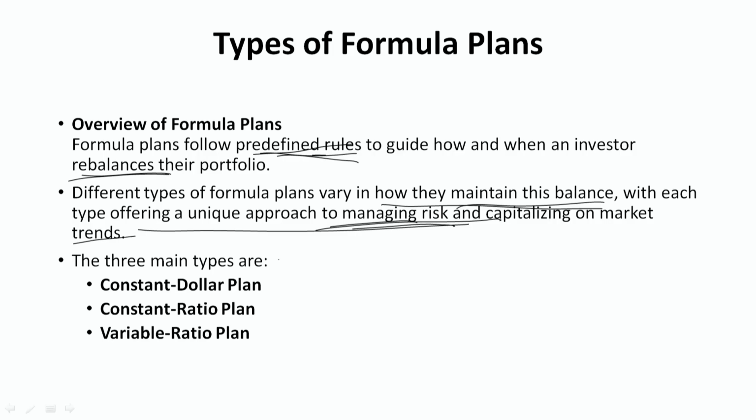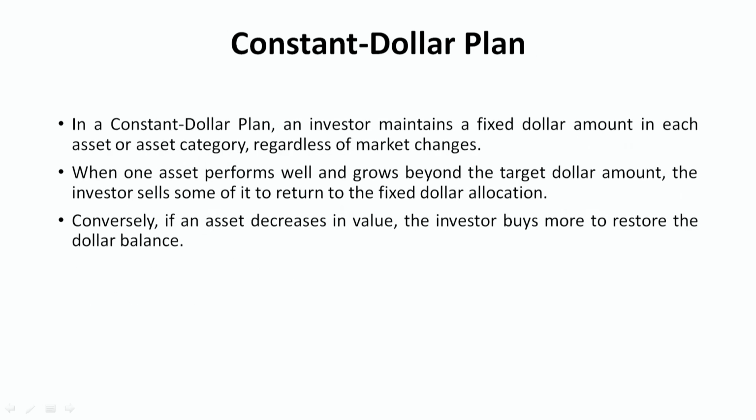There are three major types of formula plan. One is the constant dollar plan, constant ratio plan, and variable ratio plan. Let's see what they are. Constant dollar plan. As the name suggests, the investor is trying to maintain a fixed dollar amount in each asset or asset category.